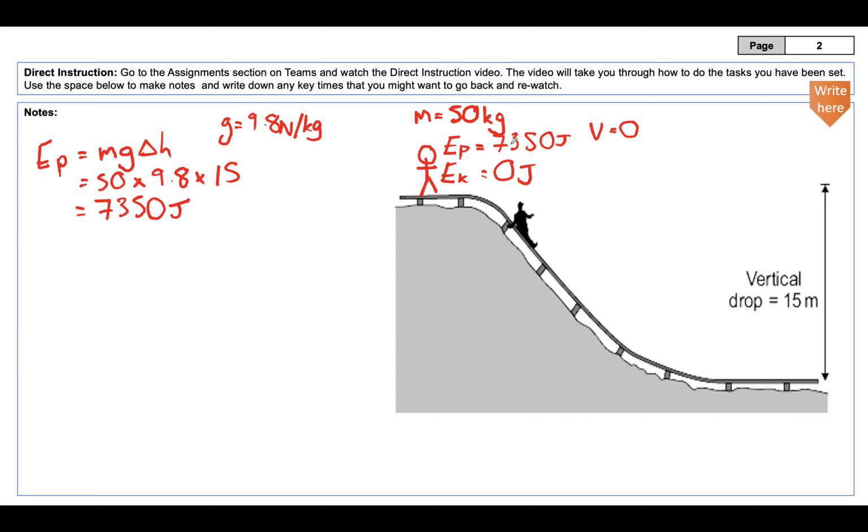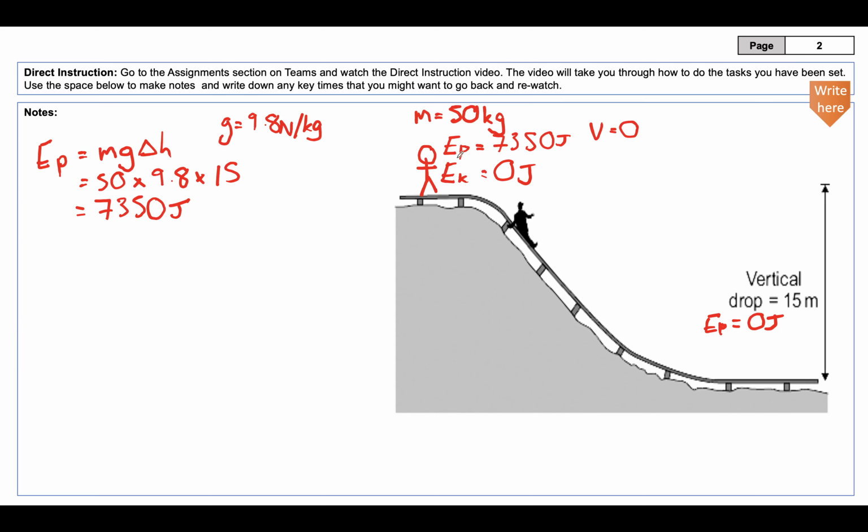Where was I? Yeah, so potential energy is at its maximum because he's right at the top. Kinetic energy is 0 because he's not moving. When he starts to slide, this potential energy store starts to empty and this kinetic energy store starts to increase. When he's halfway down, this will be split evenly between the two stores, and when he's all the way down the bottom, his potential energy is going to be 0 joules. All of that potential energy has been turned into kinetic energy.